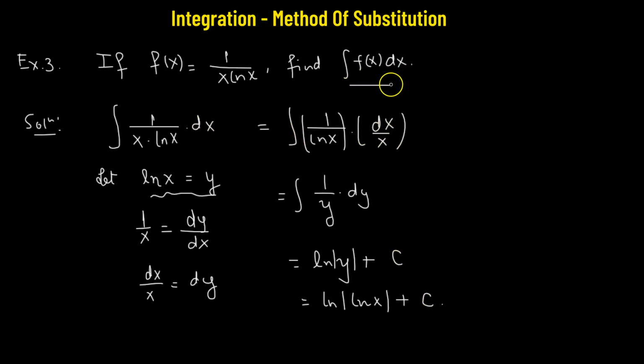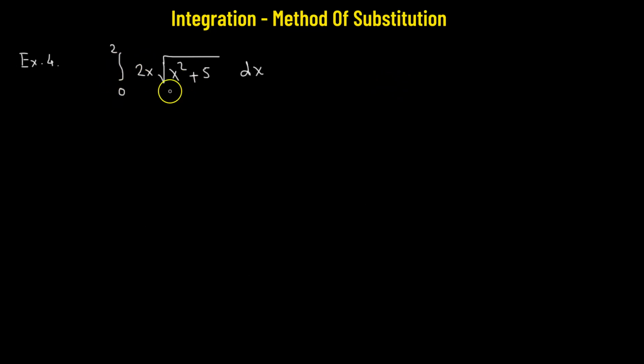Let's move on to the next problem. So here we have a definite integral, because this time the limiting values are given. That means we have to calculate the value of this integral at the endpoints 0 and 2. So this is actually x equals 0 and x equals 2.